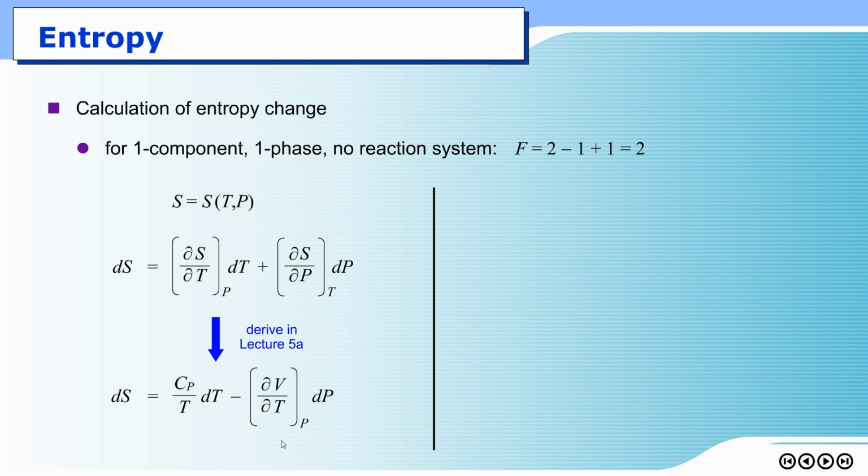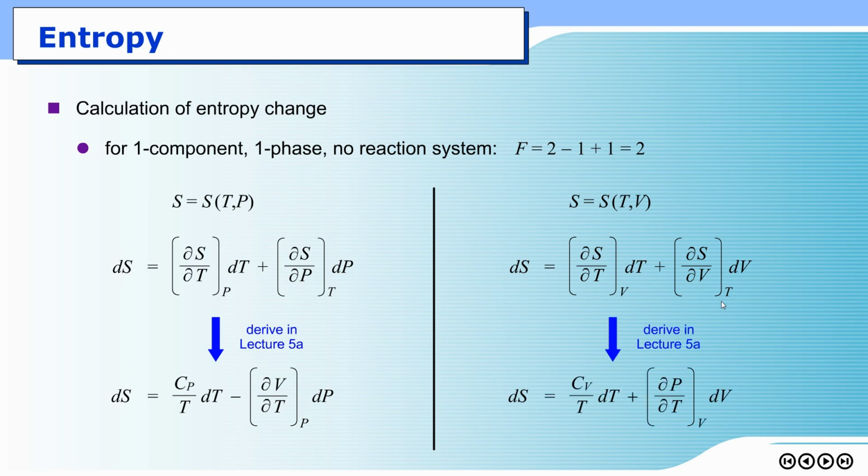In another way, if we pick temperature and volume, we can write entropy as a function of temperature and volume and use calculus to expand it into two terms. The first term is the change of entropy with temperature at constant volume, and the other term is the differentiation of entropy with respect to volume at constant temperature. Once again, if you derive it further, you can get this relationship. As you can see, these two equations are written in the form of measurable variables.